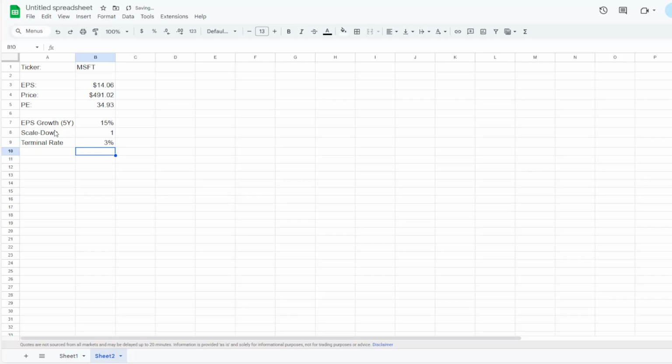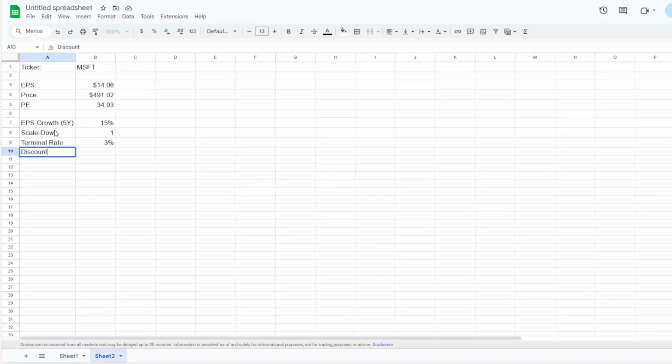Now, the terminal rate is, if this company were to continue forever, they're probably not going to always grow by 15%. So mature companies basically grow with inflation. Around 3% is what we'll call it. So the terminal rate is sort of like, if it goes on forever, how much will they grow every single year? 100 years from now, 5,000 years from now, we'll call that 3%.